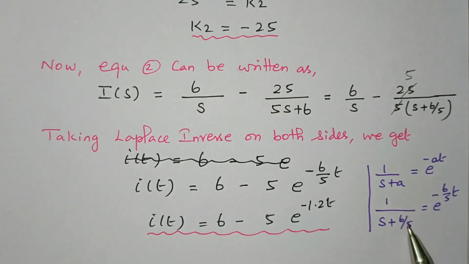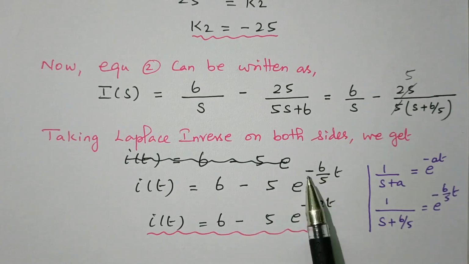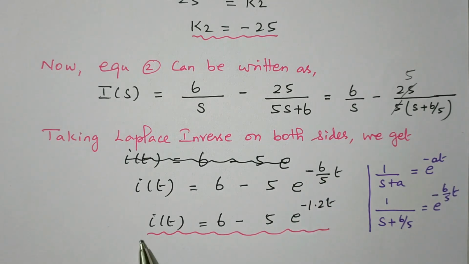Right. So here a is 6 by 5, so minus 6 by 5 t. So I of t equal to 6 minus 5 e power minus 6 by 5 t. Minus 6 by 5, while dividing, becomes minus 1.2 t. So this is the transient current required after opening the switch. I of t equal to 6 minus 5 e power minus 1.2 t. Right. So in this video we discussed the RL transient circuit based on the DC transient. We solved the problem. Initially the switch is closed. After the switch is opened, we have calculated the current flowing through the circuit.